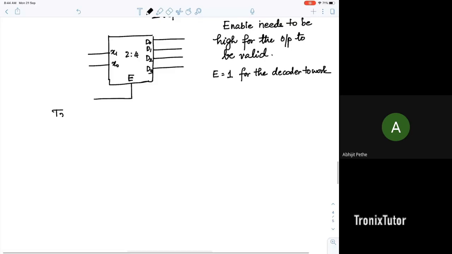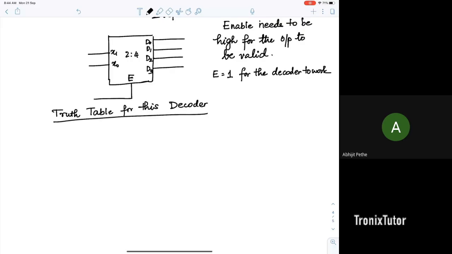So let's look at the truth table. Let's do something different now. Let's go back to our decoder from 2 weeks ago, and let's look at the truth table for this decoder. This decoder has 3 inputs: x1, x0, and e, and 4 outputs.